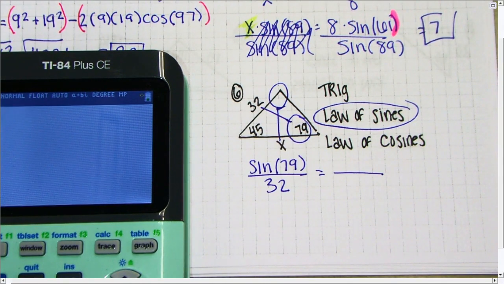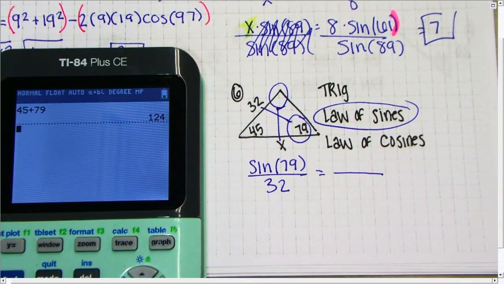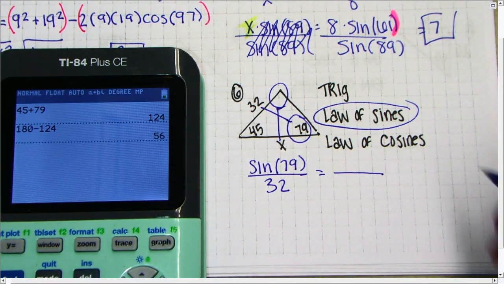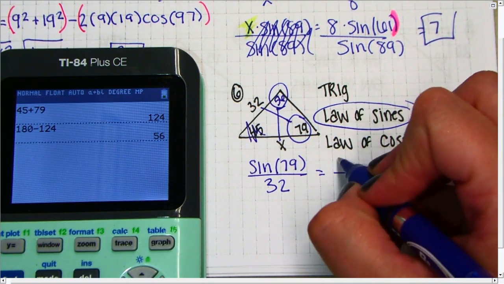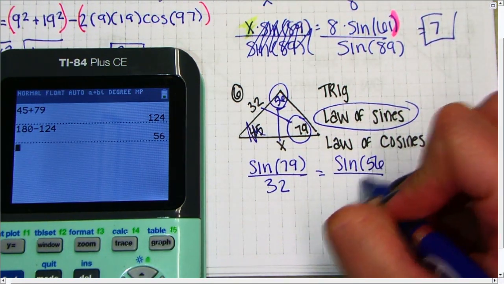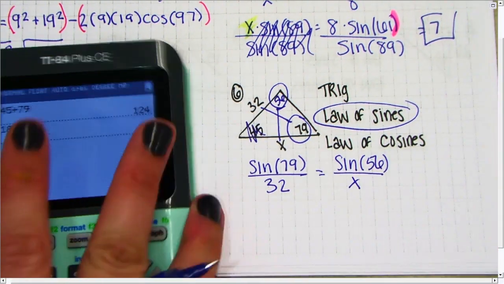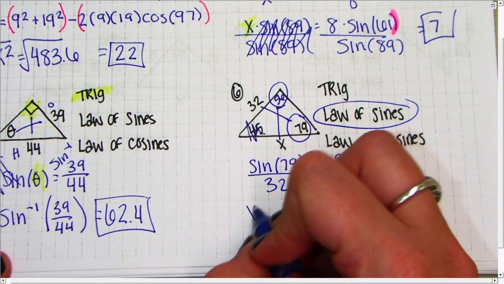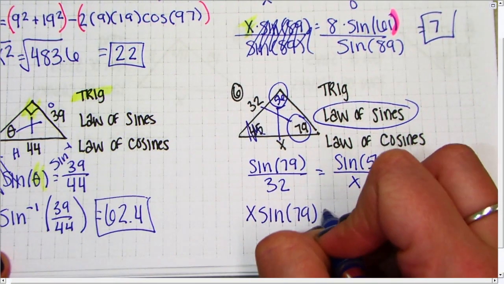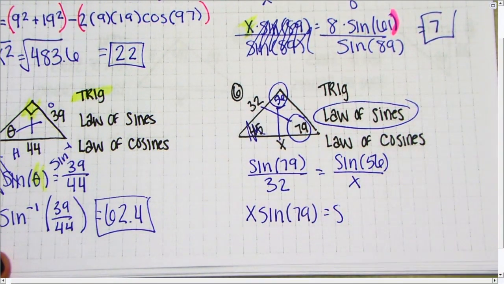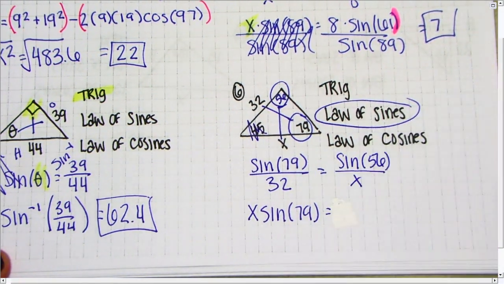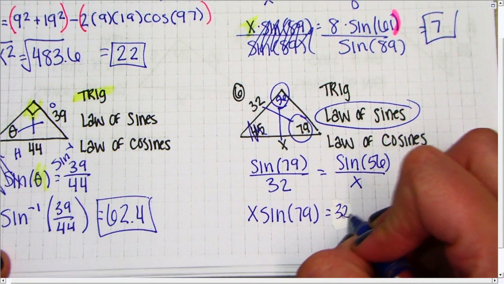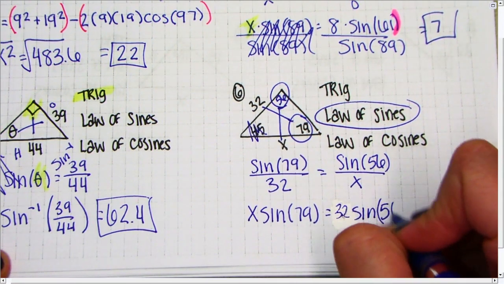45 plus 79 is 124. 180 minus 124 is 56, making our angle 56 and us not using the 45 anymore. So sine of 56 over x. To cross multiply, I get x sine of 79 equals, that 32 should go first. Right, it doesn't want to work. Equals 32 sine of 56.